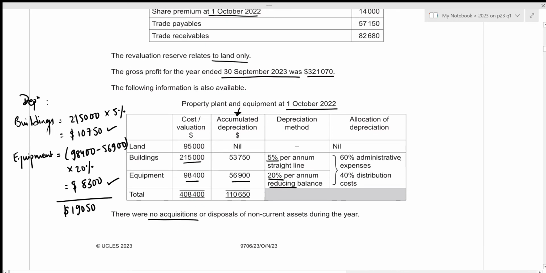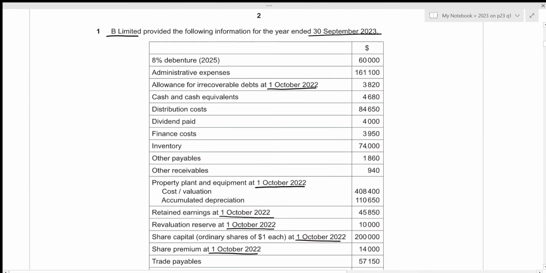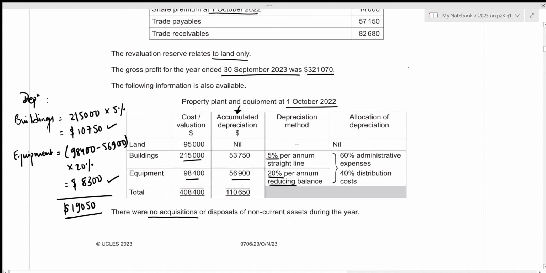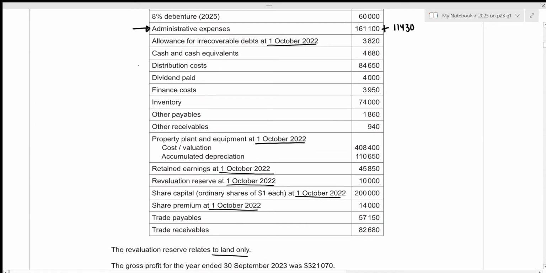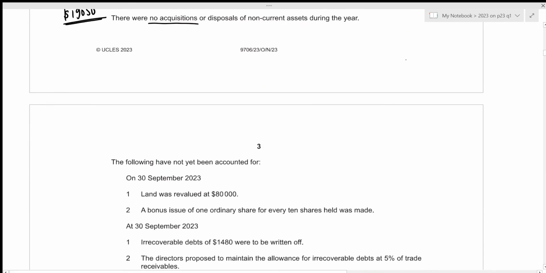And we're given the apportionment as well. So 60% should go towards administrative expenses. So that's just going to be 19,050 times 60%, which results in 11,430. Since we need to apportion it to administrative expenses, we can just add it to the administrative expenses given right here. So that's 161,100 plus 11,430. Then we repeat the same process for distribution costs. That will be 19,050 times 40%, which results in 7,620. So towards our distribution cost, we can add the amount of 7,620. Okay, we're done with the depreciation.